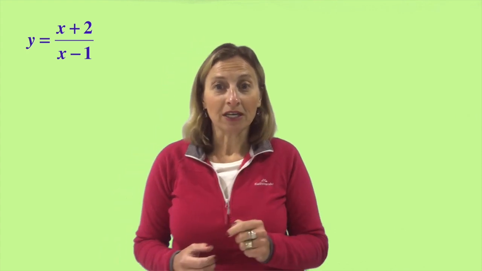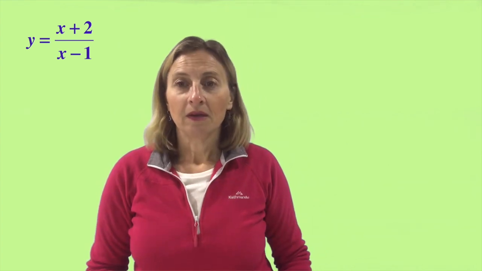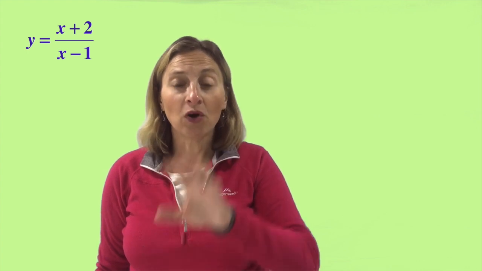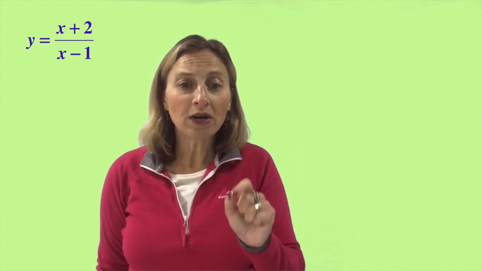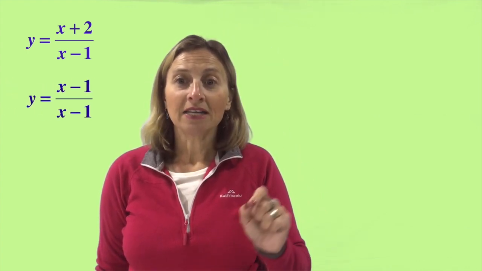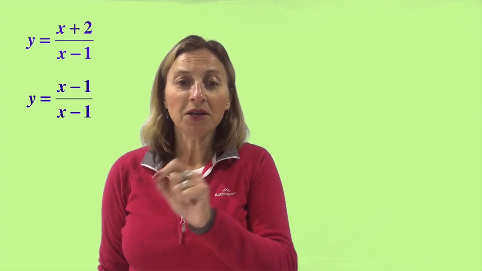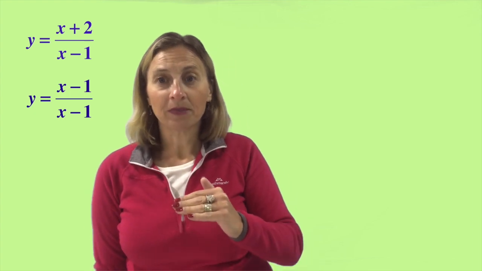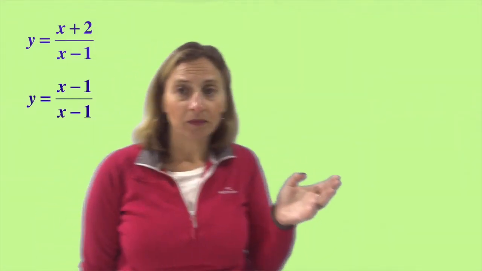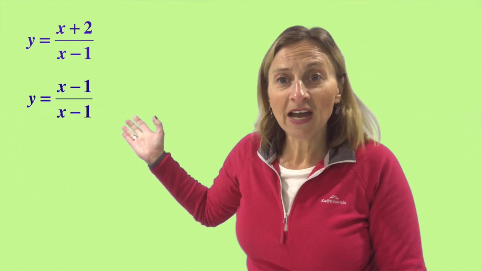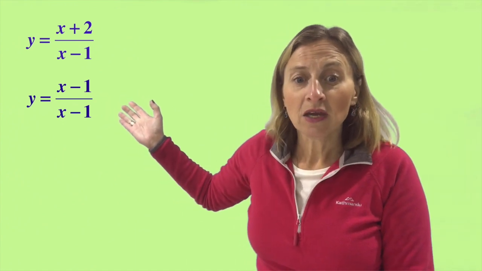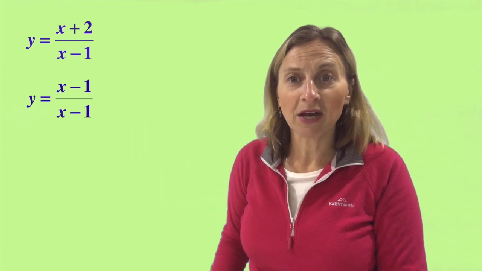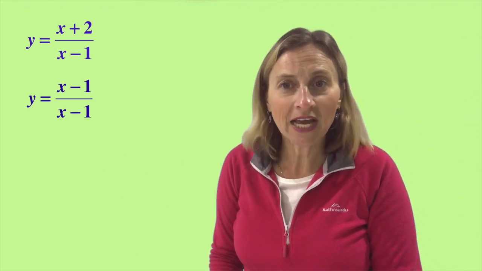Now this is really tricky because what I'm going to do is create whatever's on the bottom on the top. So I'm going to rewrite this equation as y equals x minus 1 over x minus 1. Now I've got the same on the top and on the bottom. But my problem here is that I've now changed the question from y equals x plus 2 over x minus 1 to y equals x minus 1 over x minus 1. But I'm not allowed to do that.